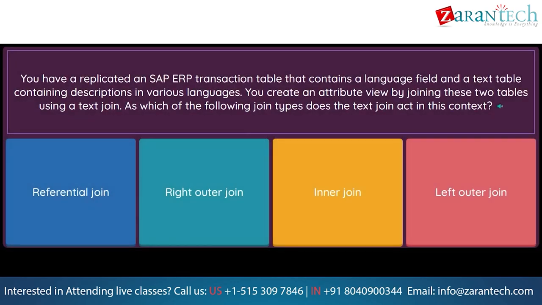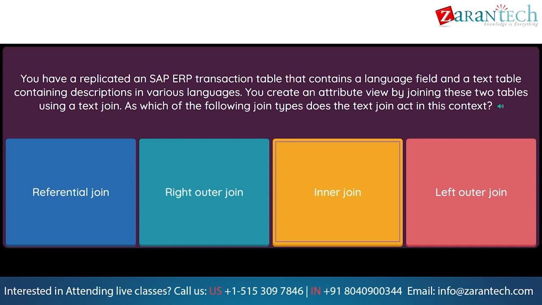Question: you have a replicated SAP ERP transaction table that contains a language field and a text table containing descriptions in various languages. You create an attribute view by joining these two tables using a text join. As which of the following join types does the text join act in this context? Option 1: referential join. Option 2: right outer join. Option 3: inner join. Option 4: left outer join.